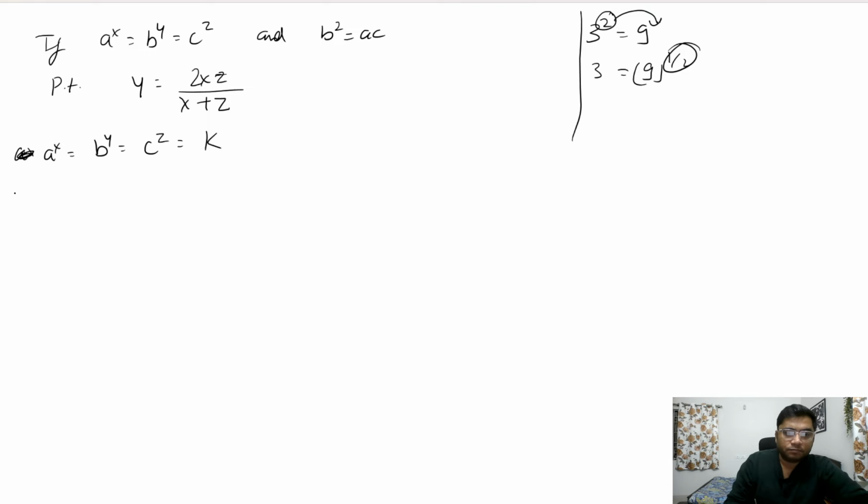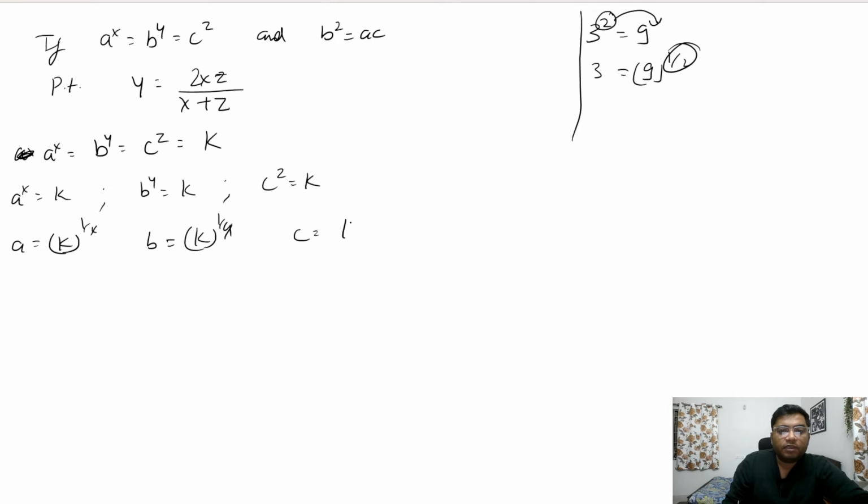So you write a to the power x is equal to k. You write b to the power y is equal to k. You write c to the power z is equal to k. And as a result, a will become k to the power 1 over x. Sorry, b will become k to the power 1 by y. And c will become k to the power 1 by z.